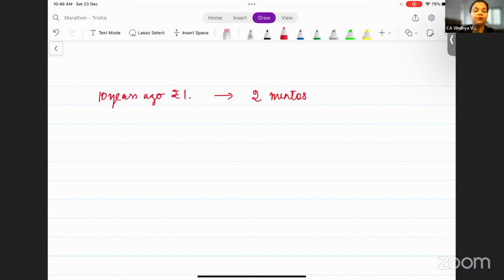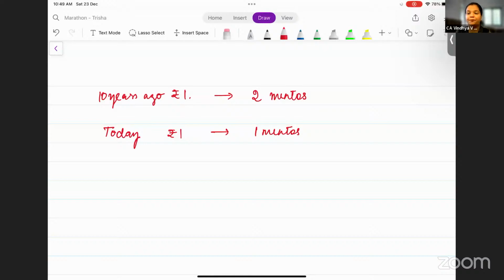But if I have to buy the same chocolate today, in the present, if I have 1 rupee with me, I can only buy 1 Mentos. What has happened? They have increased the price of the chocolate. But why? Because with respect to time, the value of money has changed. Over a period of time, the value of money is changing.